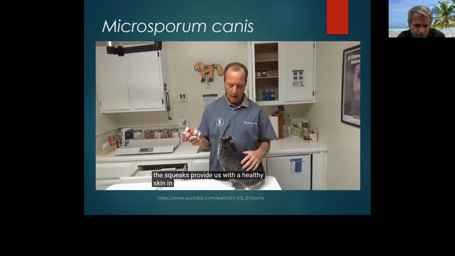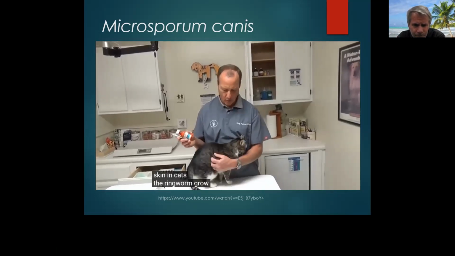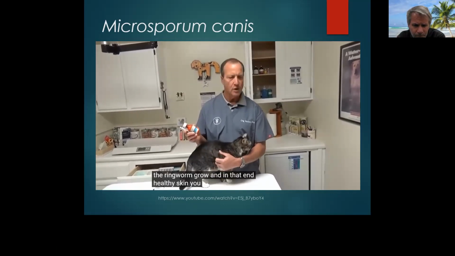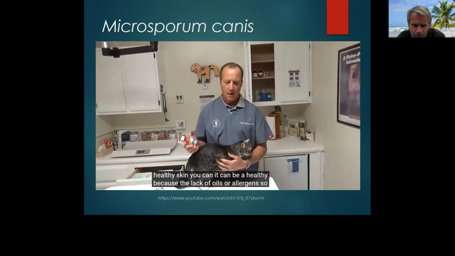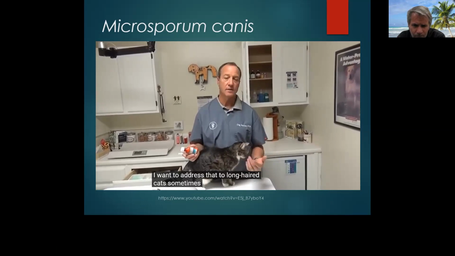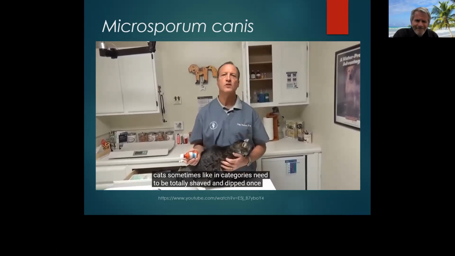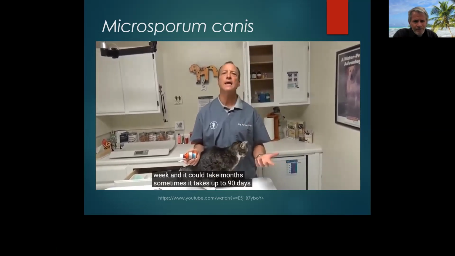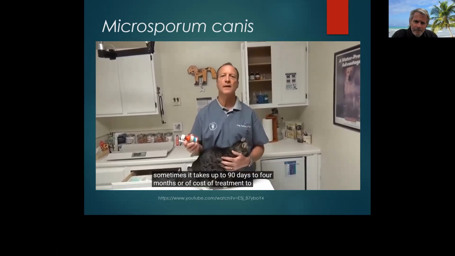Healthy skin in cats and in dogs won't let the ringworm grow. And in that unhealthy skin, it can be unhealthy because of lack of oils or allergens. So I want to address that too. Long-haired cats sometimes are totally shaved and dipped once a week. And it could take months. Sometimes it takes up to 90 days, 4 months of constant treatment to get rid of the ringworm.